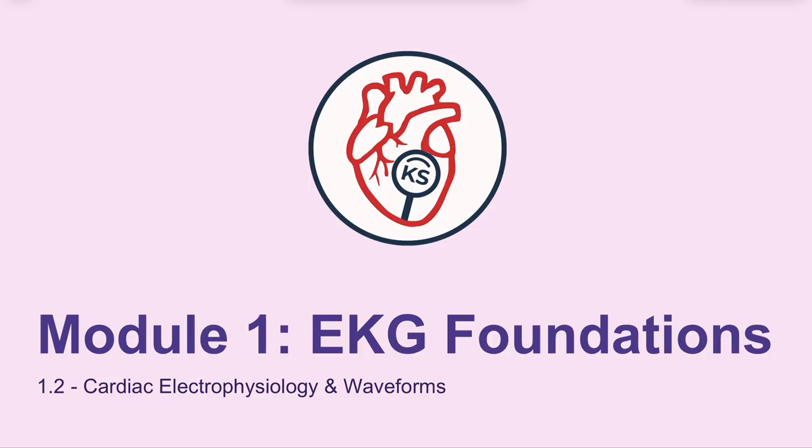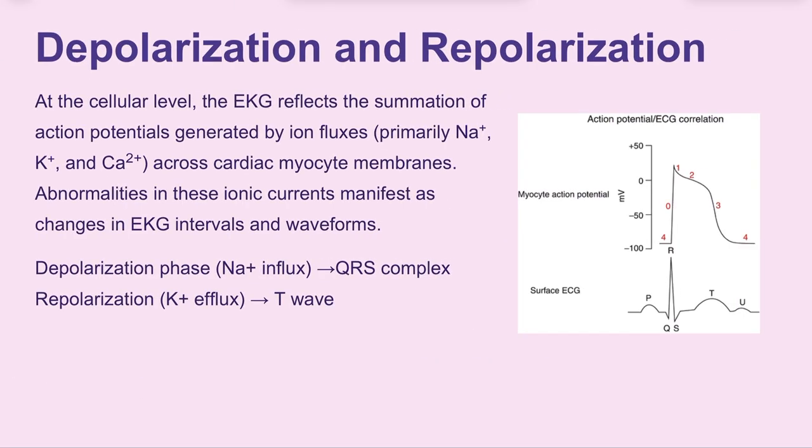Now, electrophysiology and waveforms. Let's talk about depolarization and repolarization. At the cellular level, the EKG reflects the summation of action potentials generated by ion fluxes, primarily sodium, potassium, and calcium across cardiac myocyte membranes. Now, abnormalities in these ionic currents manifest as changes in the EKG intervals and waveforms. So we've got this depolarization, or sodium influx, which is going to represent our QRS complex here. And then we've got our repolarization, or potassium efflux, represented here with the T wave.